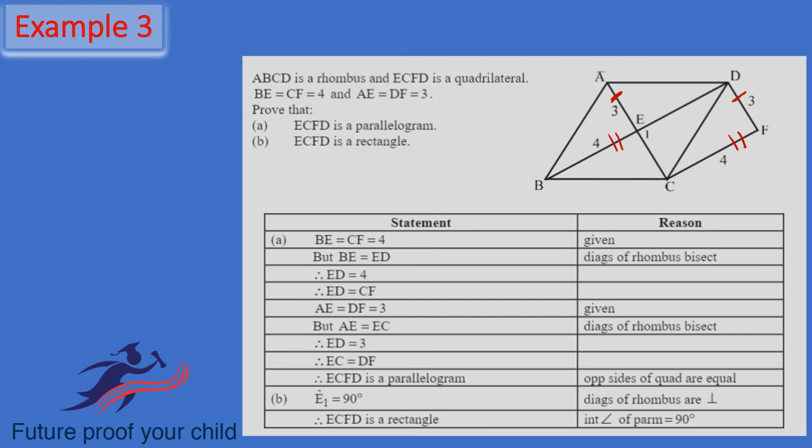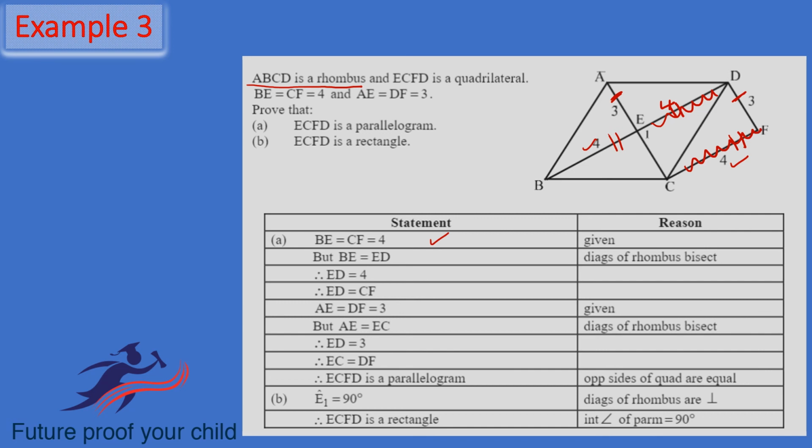Right, so we have a list of things that we can prove. So we're going to try to prove that the opposite sides of the quadrilateral are equal. So I'm going to start here by saying that BE equals CF, and they're 4 units each, and that is given. So it's this piece over here. But I also know that BE is equal to ED, diagonals of a rhombus bisect, because we told you that ABCD is a rhombus. So therefore, ED is also 4 units. Therefore, ED is equal to CF. So this side is equal to this side over here.